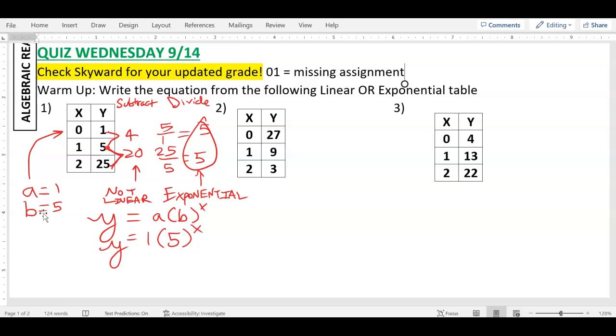So let's recap. How do I know if it's linear? If I subtract, I get the same numbers. How do I know it's exponential? If I divide, I get the same numbers. And again, you're doing bottom minus top, or bottom divided by top. So it's bottom, top, okay? And that's how you do exponential. Now, number 2, we're going to do the same thing. We're going to find the differences.